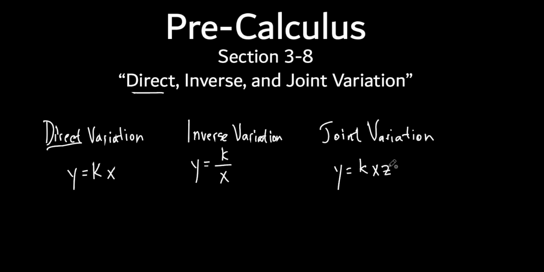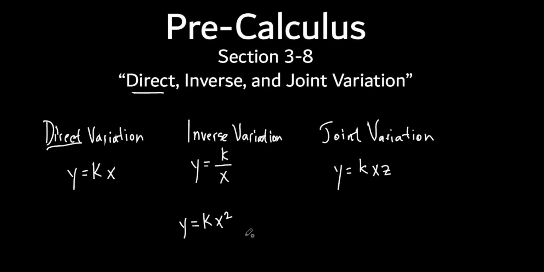With me on that? Sometimes they'll say y varies directly with x. You just write y equals kx. But sometimes they'll say y varies directly with x squared. How would you write that? Y varies directly, so you've got to have that constant. You keep the constant right there. It varies directly with x squared. So you just write what? X squared. Simple.